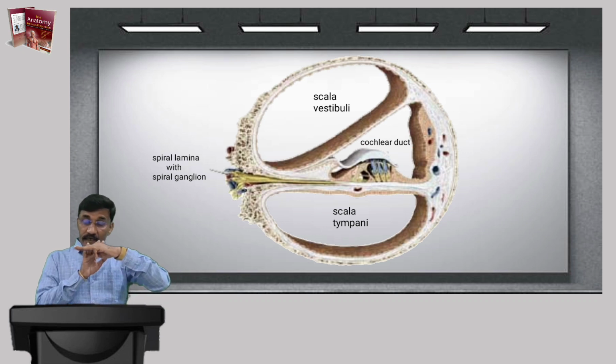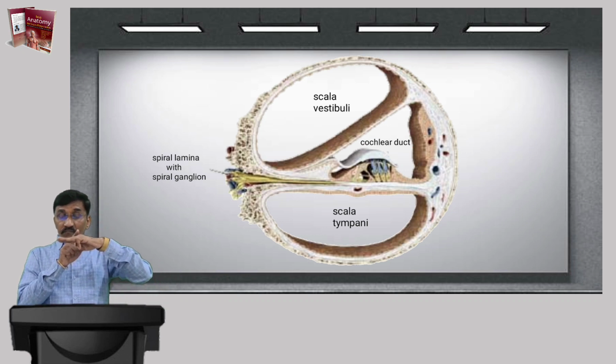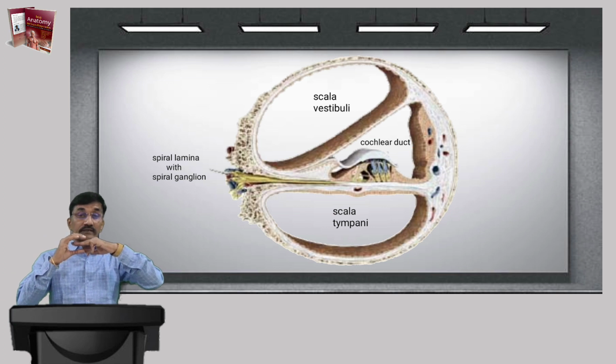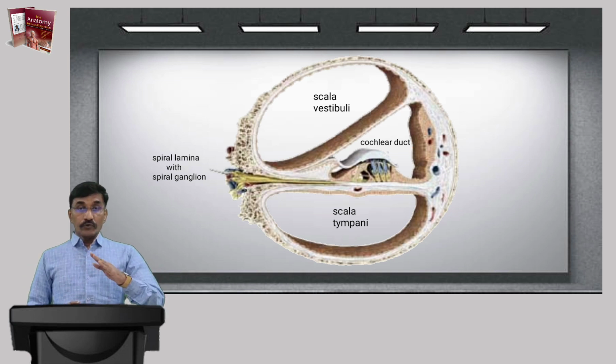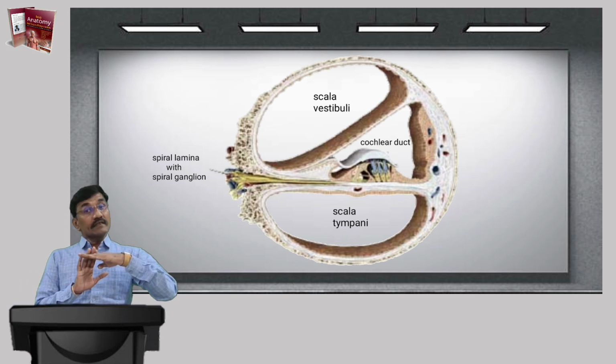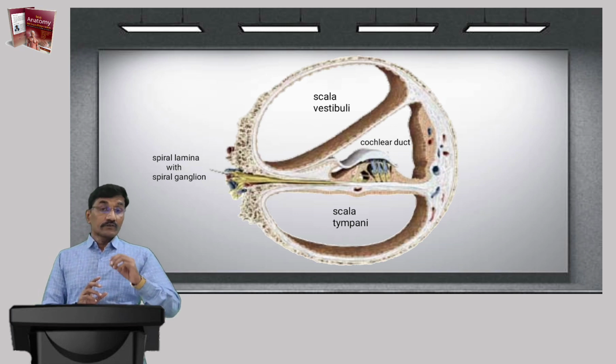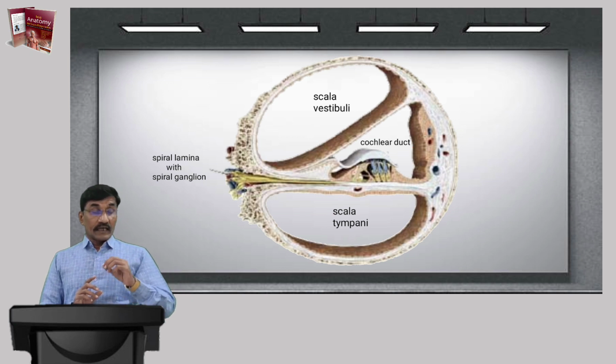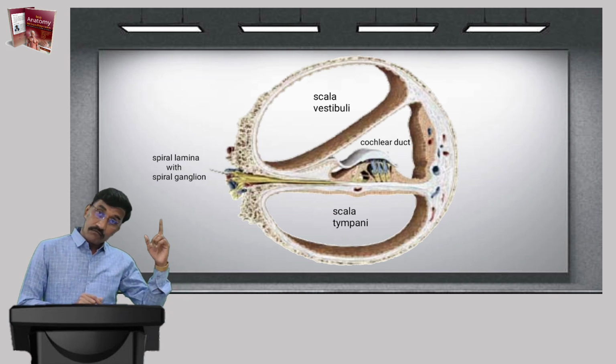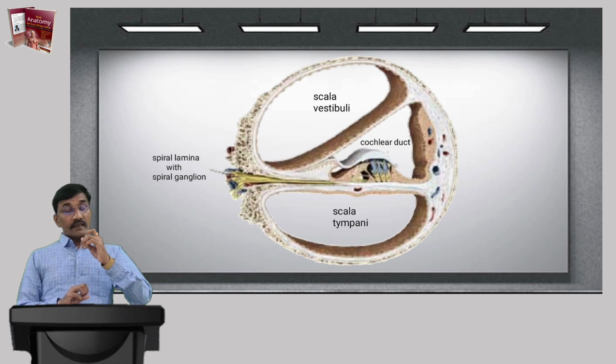So this spiral lamina is an extension of the modiolus. The spiral lamina extends and divides the cochlear duct into 2 parts. The upper part is called scala vestibuli, and the lower part is known as scala tympani. This spiral lamina has the basilar membrane, and this basilar membrane contains the organ of Corti and hair cells, which work for the transmission of sound waves.